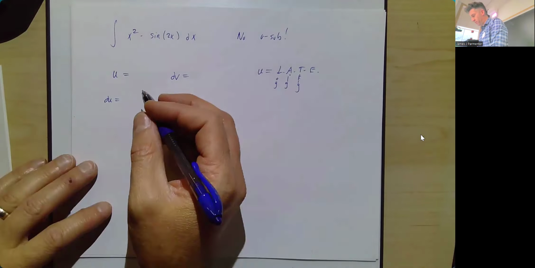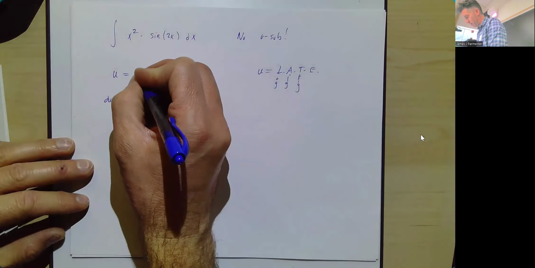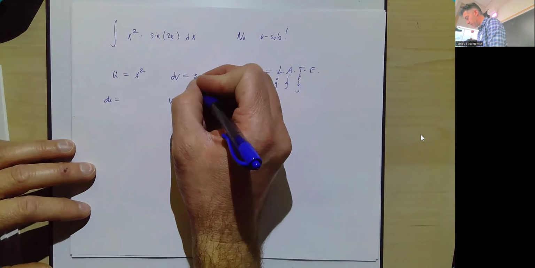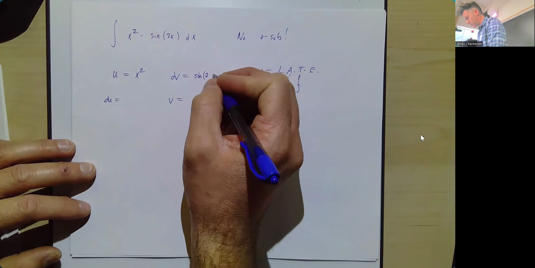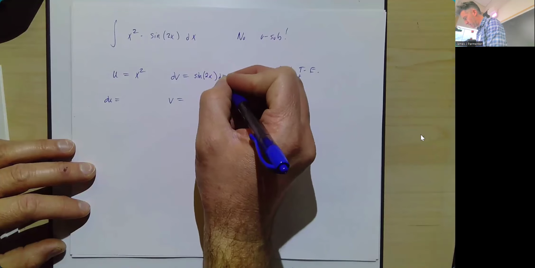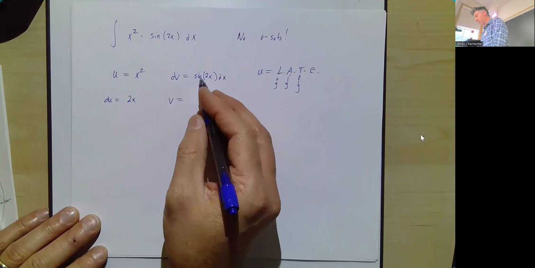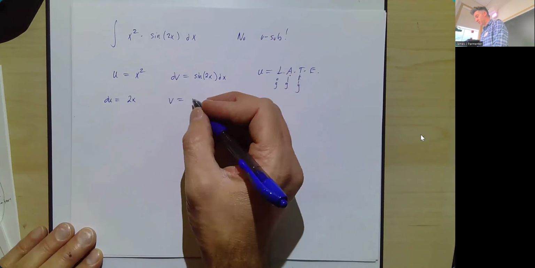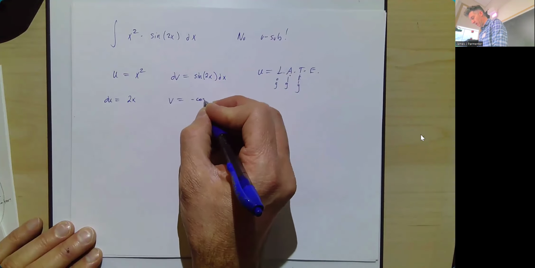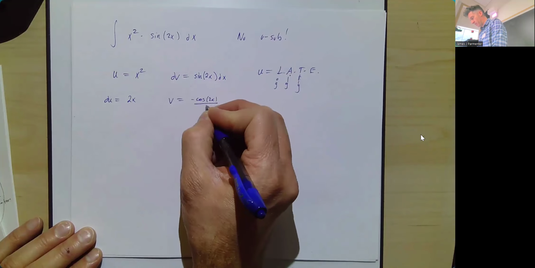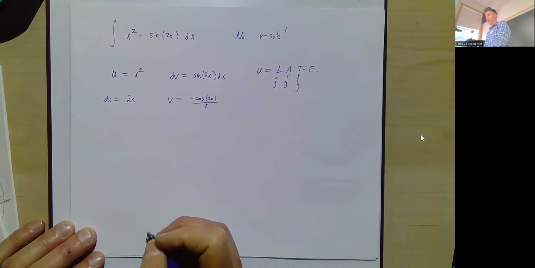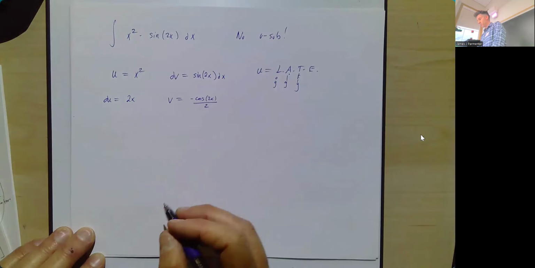All right. So if big u equals x squared, then our dv must be the rest: sine of 2x times dx. Our du is going to be 2x. And our v is going to be the antiderivative of sine of 2x, which is going to be negative cosine of 2x divided by 2, or negative 1/2 cosine of 2x if you prefer.